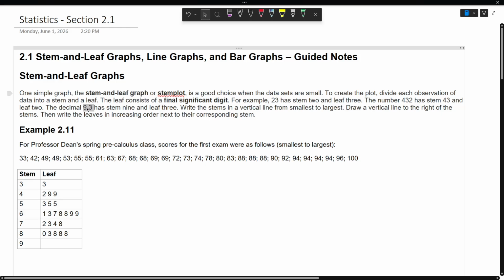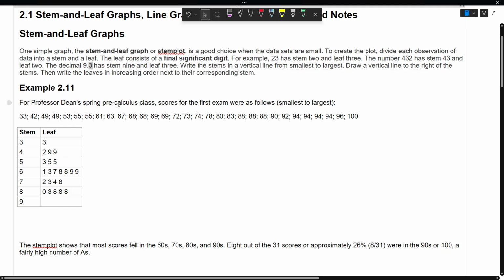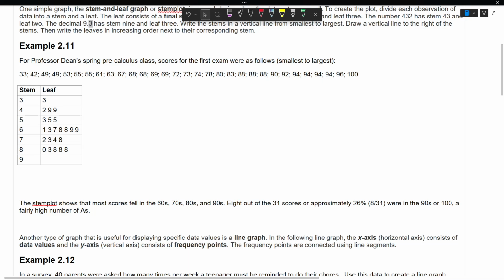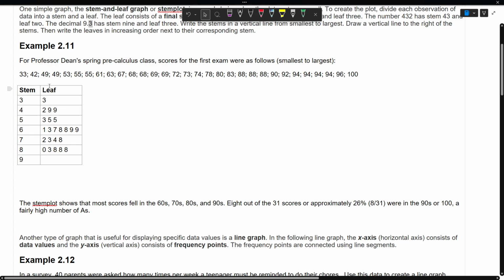Often that's how it's going to be, but sometimes you could actually have decimals in there, so 9.3 here. Here, 9 is the stem, so the ones place or the whole number part would be the stem, and the leaf would be the tenths place. We're going to look at this example where we have spring pre-calculus class scores for the first exam, and here they are. So we're going to represent them as stem and leaf plots.